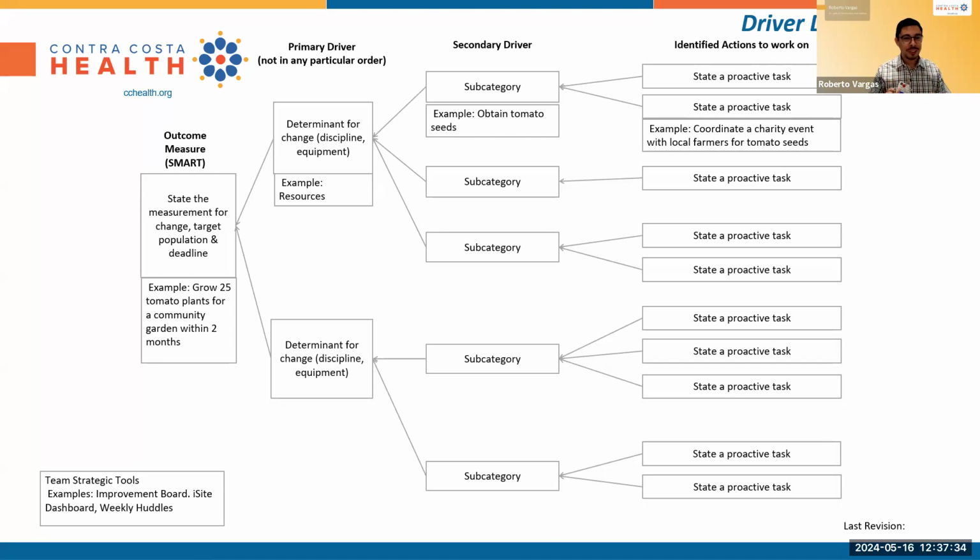So very, very similar. So in the driver diagram, we have spoken about this before. Again, you have your left-hand side, you have your measure, you have your goal, you have your SMART goal. We mentioned that. You have your major contributing areas. Remember, primary drivers. You have, well, what's contributing towards those primary drivers, and those are secondary drivers. And you have your identified actions to work on. These are your potential solutions to test.